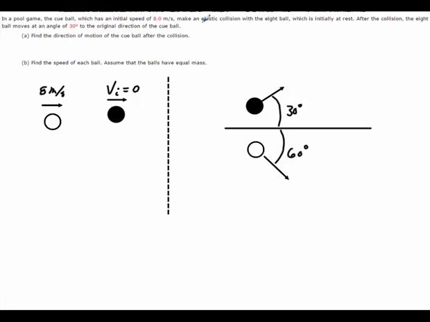Alright, key words here, we have elastic collision. So when we have elastic collision, there's a few things we do know. We know that momentum, the vector quantity, is going to be conserved. And we know that kinetic energy, which is a scalar quantity, is going to be conserved. So what I like to do is set these problems up and draw a picture, and this is going to be my initial condition, and this will be my final condition.